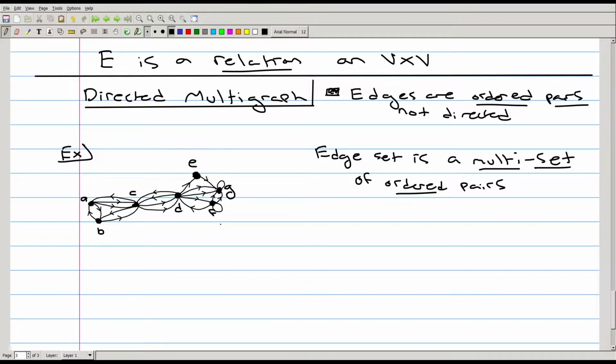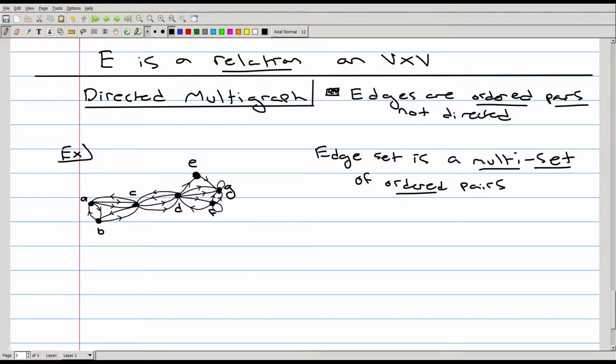And it's important to point out that depending on the author, and graph theory is a relatively new subject, relatively speaking, there's different terminology used by different authors. So some authors do not allow for loops, but in the text that we're using for the class, loops are allowed in a directed multigraph, and we have to specify if we're not allowing loops.